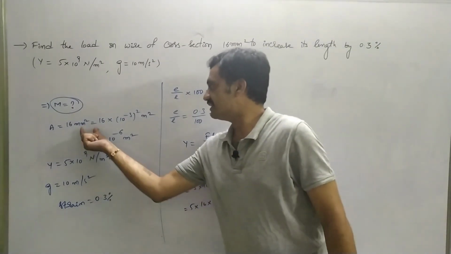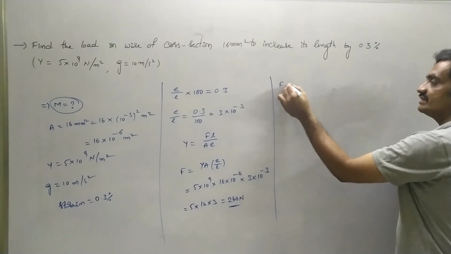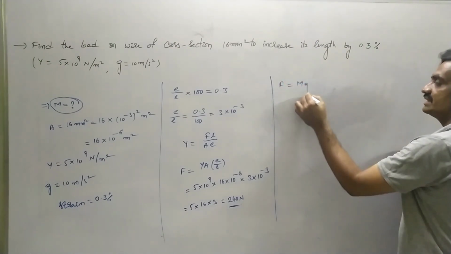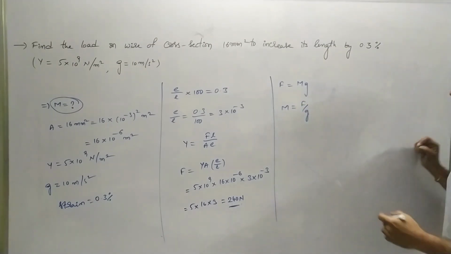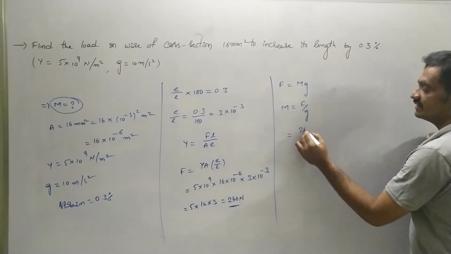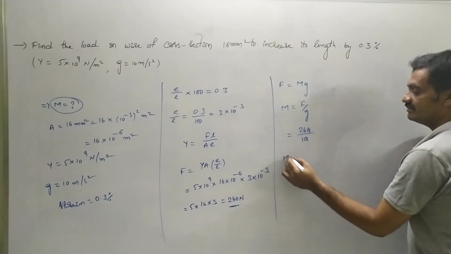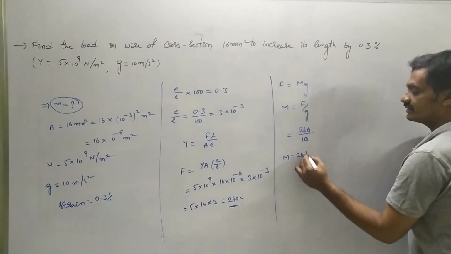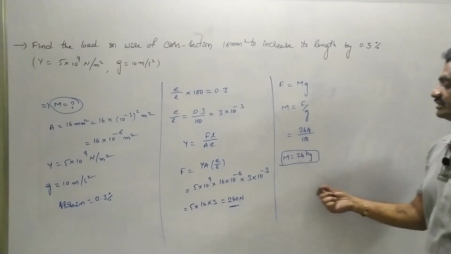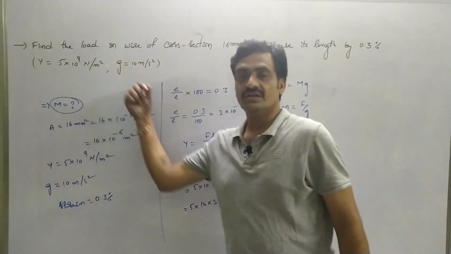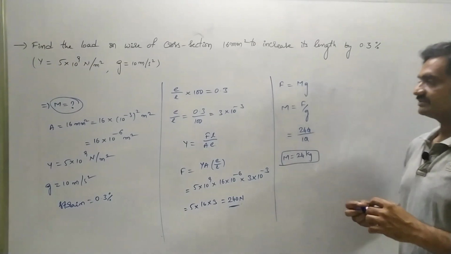Whereas here we have to represent the mass in order to extend it, where F is equal to mg, then m is equal to F by g. The value of F is 240, the value of g is 10. As we cancel here, m is equal to 24 kg. Here the wire has been attached with a load of 24 kg. Take a screenshot, we will continue.